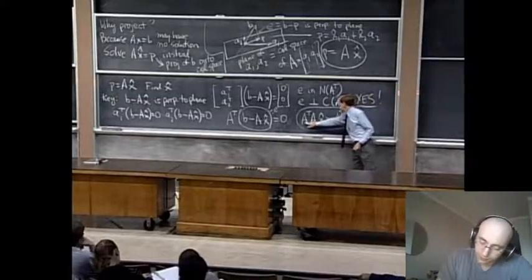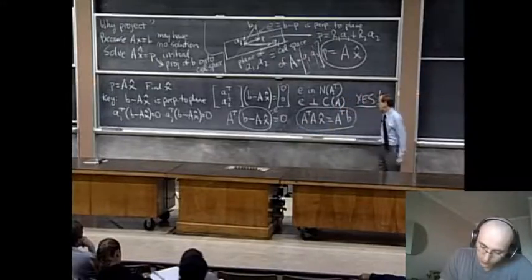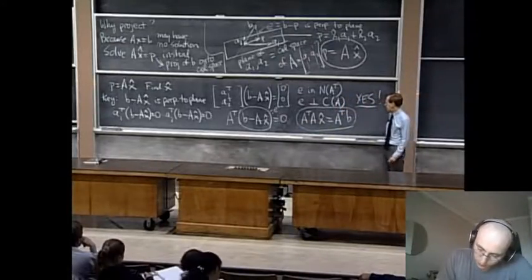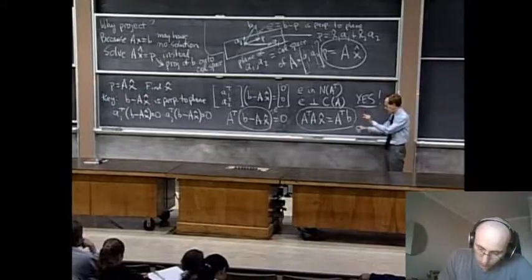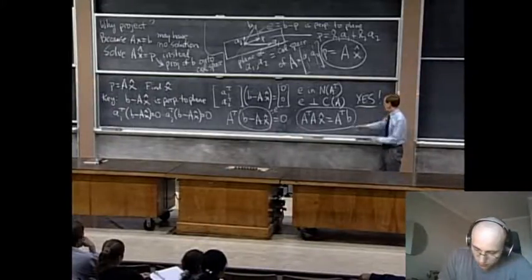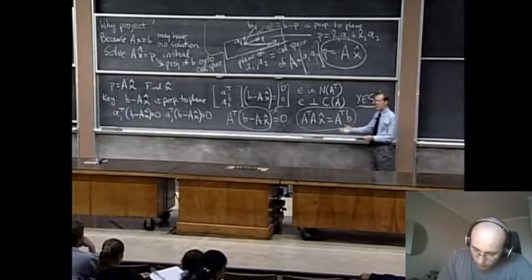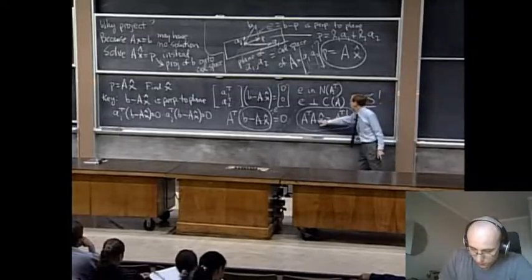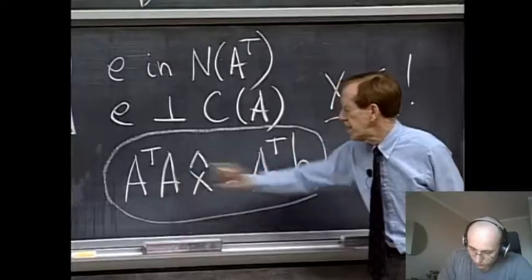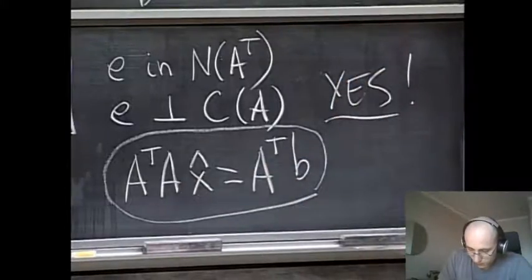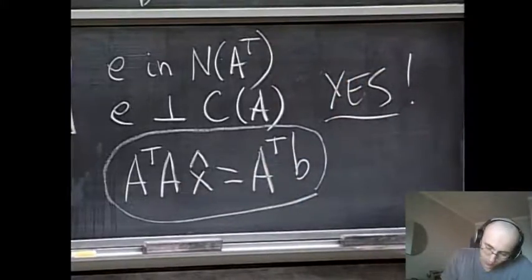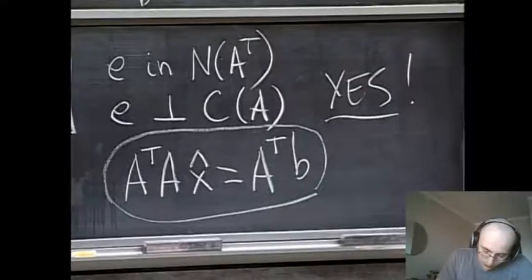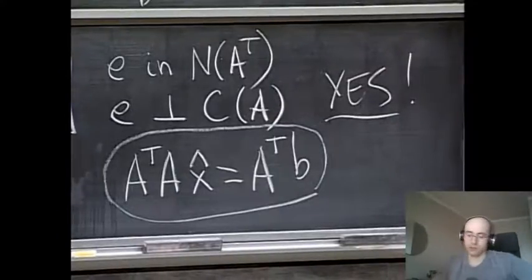So this was just a number. Little a transpose a was just a row times a column of numbers, and this was a number. And x was the ratio of those numbers. But now we've got matrices. A transpose A is an n by n matrix. Okay, so can I move to the next board for the solution?